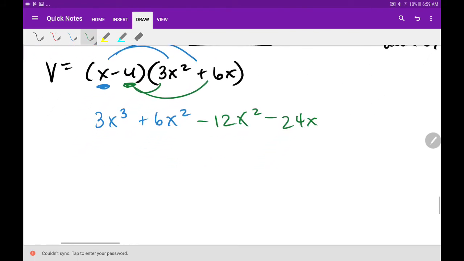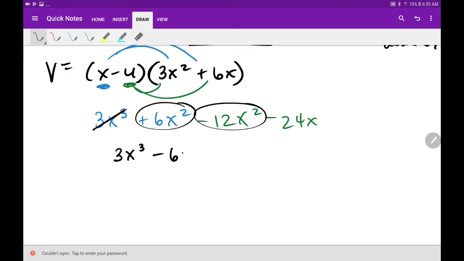Now we can combine our like terms. So I get 3x cubed, plus 6x squared minus 12x squared is minus 6x squared, followed by negative 24x. My like terms are all combined. So we're done. That's my volume polynomial.